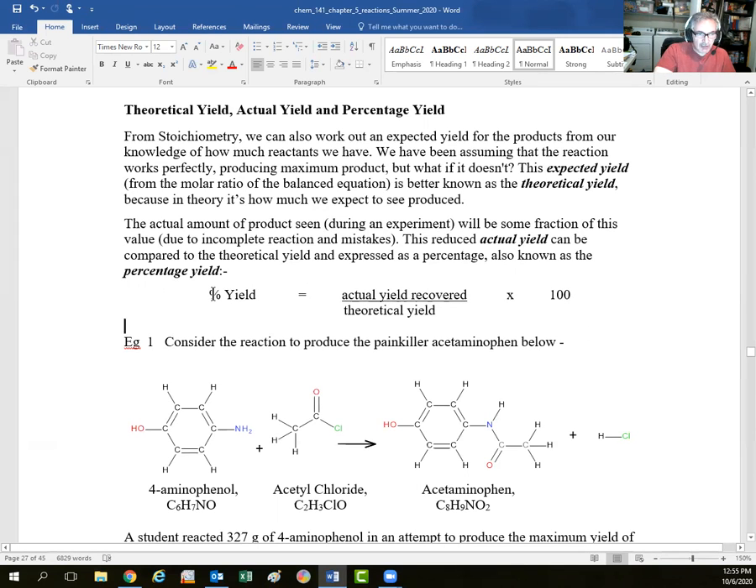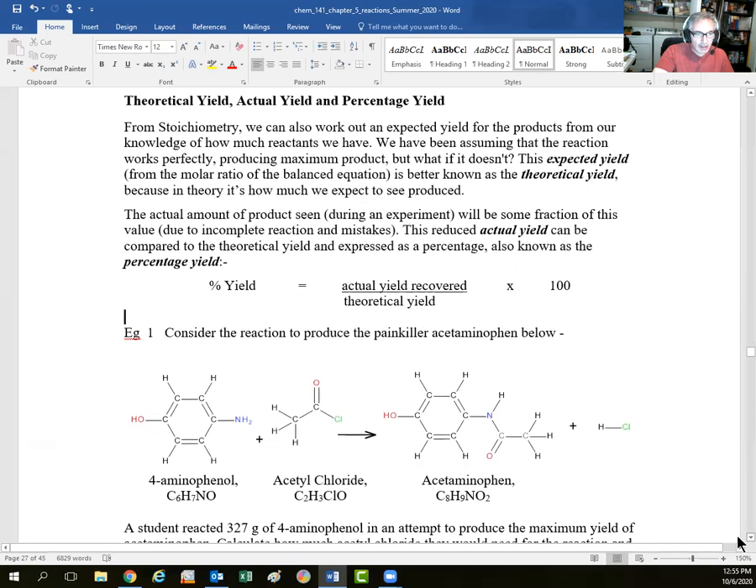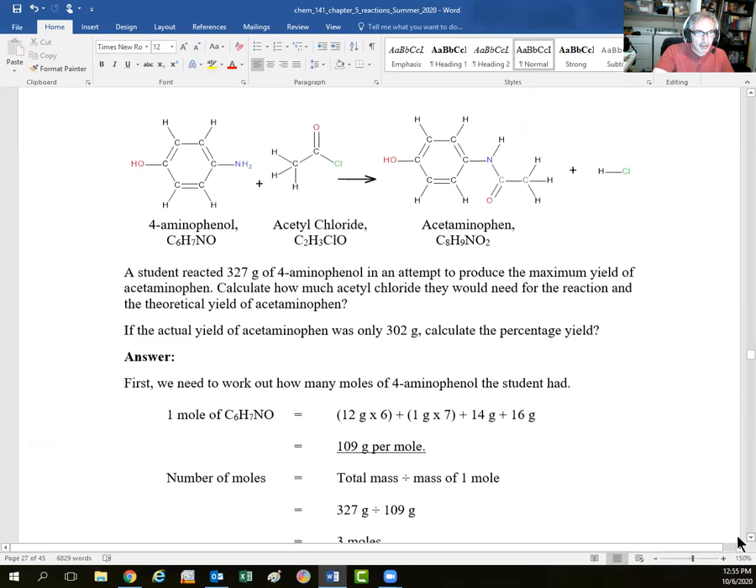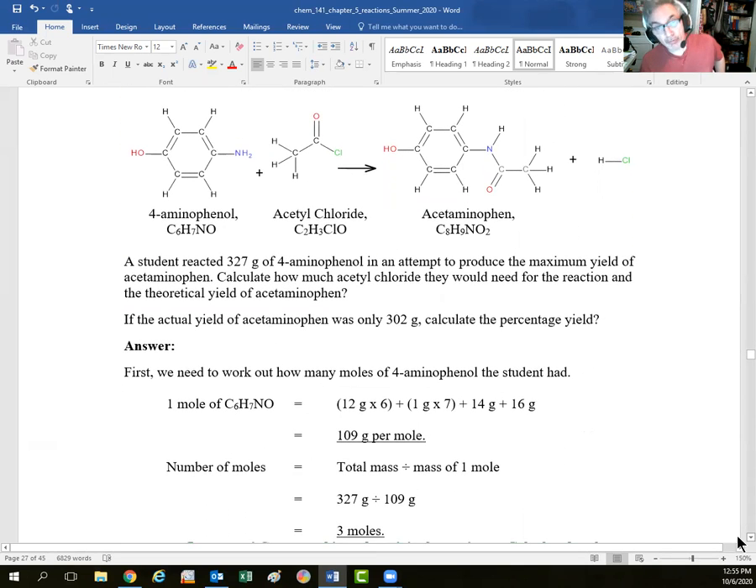So a percentage yield tells us how much of the expected yield was actually produced. Let's look at an example. In industry, the production of acetaminophen is important, a billion-dollar selling drug, of course, used by just about everybody in the country. Everybody has headaches at some point or fevers.